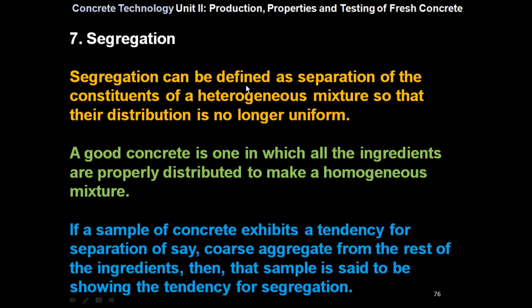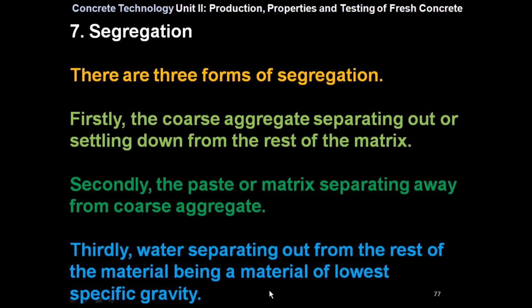Segregation can be defined as separation of the constituents of a heterogeneous mixture so that their distribution is no longer uniform. A good concrete is one in which all the ingredients are properly distributed to make a homogeneous mixture. If a sample of concrete exhibits a tendency for separation of, say, coarse aggregate from the rest of the ingredients, then that sample is said to be showing the tendency for segregation.